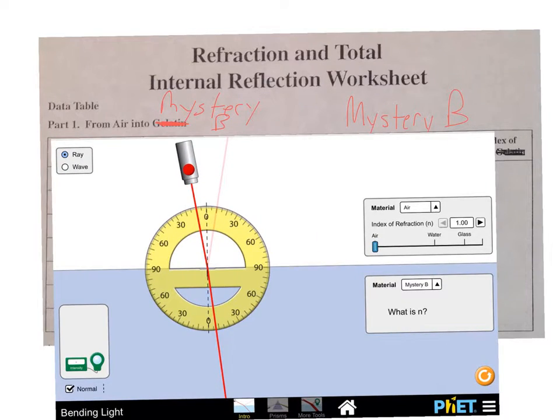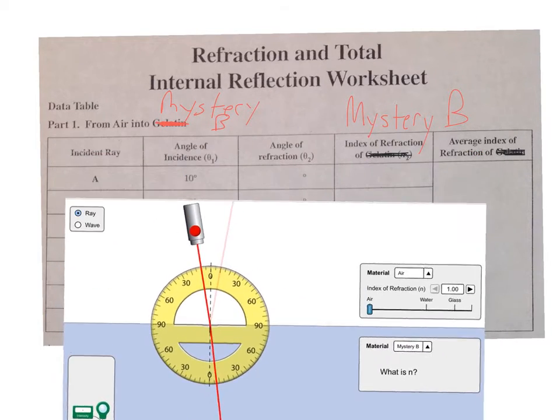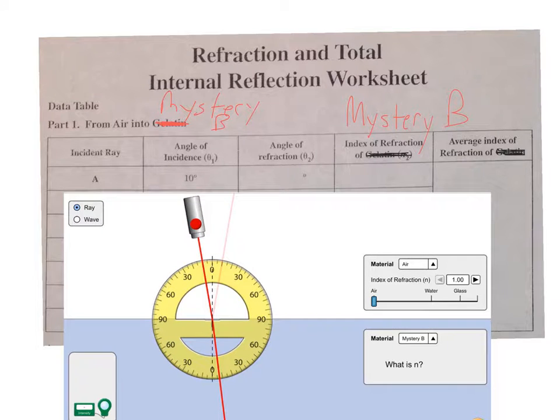If you'll look at this simulation real quick, I have set it at 10 degrees. Notice that's the first incident ray. Incident ray A is 10 degrees for the incident angle. You see it coming in here, and now it's going to enter the material. Part of the ray bounced back according to the law of reflection, but we want to talk about the ray that goes into the material. That's going to help us determine this n over here. What is the index of refraction of mystery B?